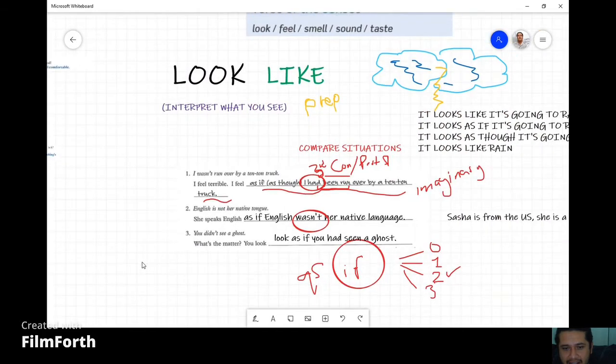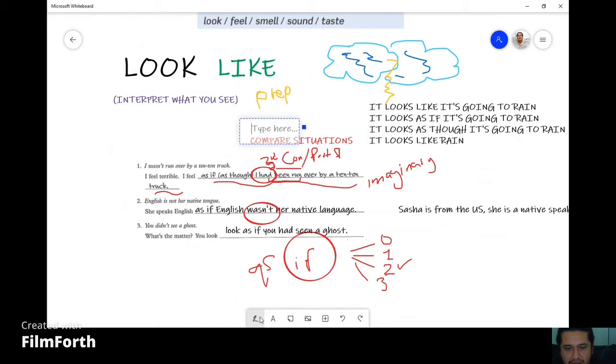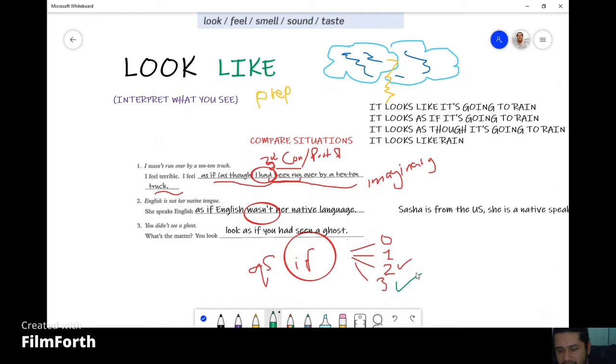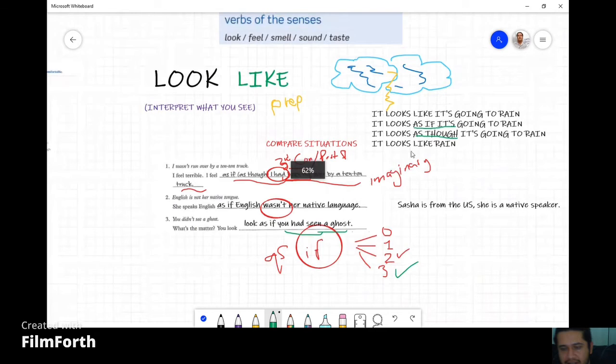So you look at the conditional that I'm using over here. The conditional I'm using here is the third. Well, it is not a conditional, it is just the structure. Of course, you can see as if you had seen a ghost over here. All right. So I am using as if, as though. Okay, this one's here, as if, as though, because they are more practical to use, and they are also more formal. If we're talking about formality, as if, as though, they are more used in the formal language.